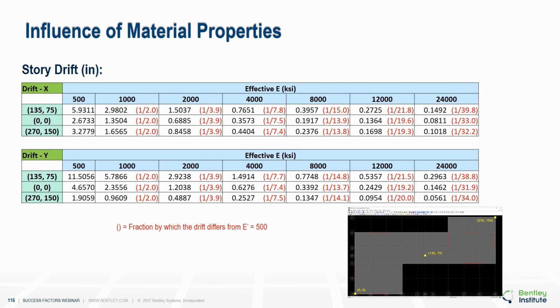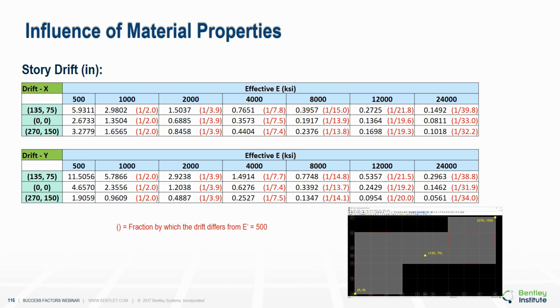So for example, if we look at the drift in the X direction at that first point, when effective E is 500, the drift is 5.9311. Compare that with the drift when effective E is 1,000, and that drift is 2.9802. And so the drift when effective E is 1,000 is 1 over 2 times the drift when E is 500. So the diaphragm that's twice as stiff deflects half as much.